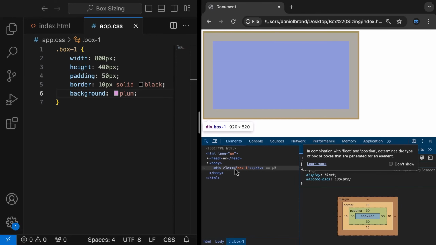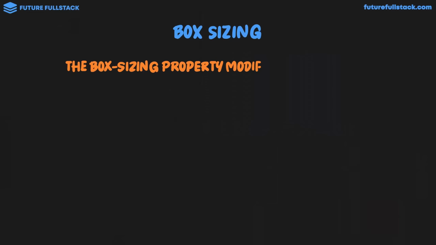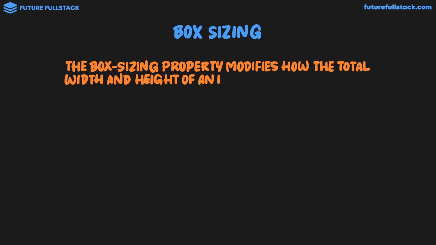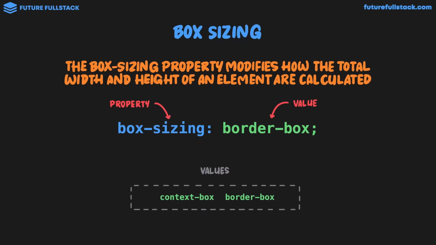Now this behavior is actually defined in the CSS box-sizing property. The box-sizing property modifies how the total width and height of an element are calculated. It looks like this. Box-sizing is the property, and in this example, border-box is the value. The values we can have are content-box or border-box, where content-box is the default value. And this is what we've seen so far, where the dimensions are calculated by adding the width and height, plus any padding, plus any border width. However, border-box is the more commonly used value. So let's have a look at these in more detail.